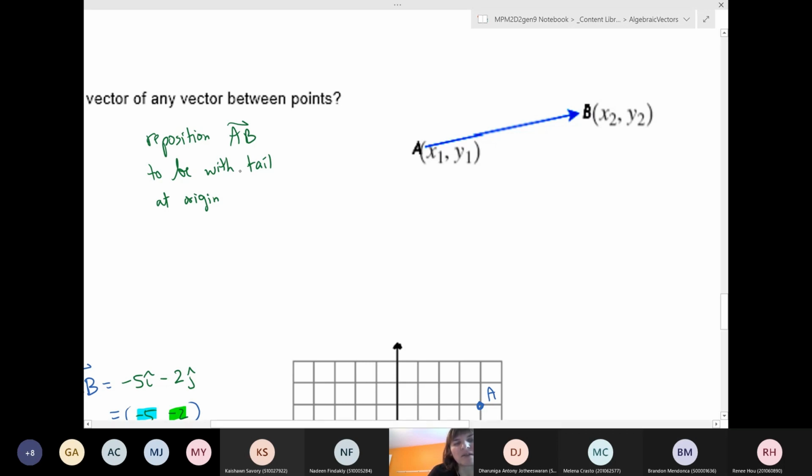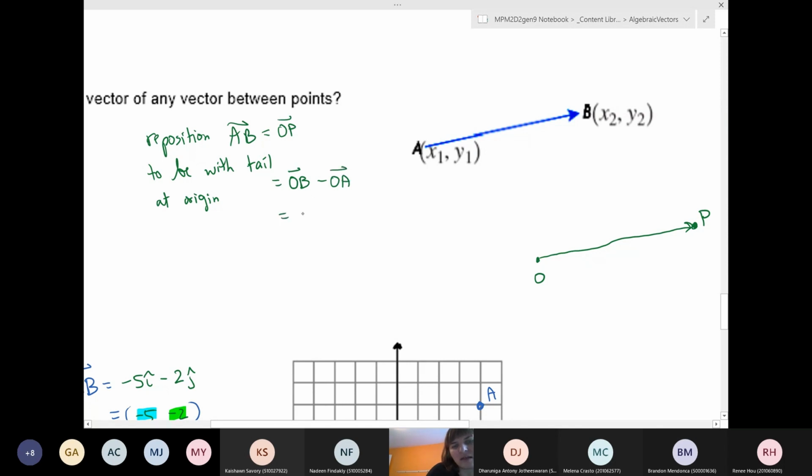Okay, so reposition AB with the tail at the origin. So suppose origin is over here. Oh, remember how we can place origin anywhere? And then I'm going to draw this vector and reposition it. So once you reposition it, let's say it's now pointing at a different point. Let's call this point P. So if AB is going to be now equal to this OP, because it's the same vector, it's just repositioned somewhere else, then to find this vector, it's always going to be equal to OB minus OA.